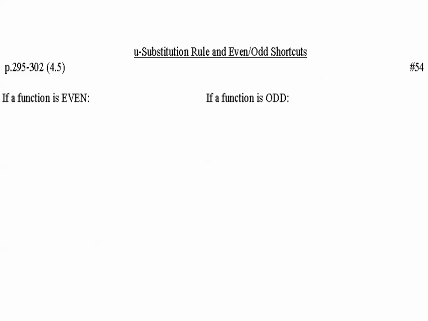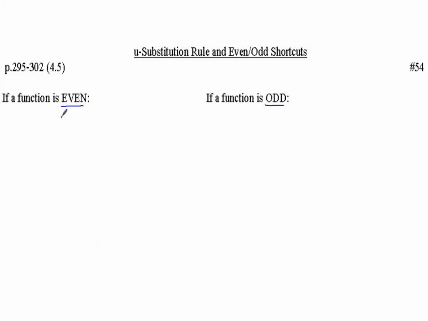In 4.5, our objective is to integrate composite functions using the substitution method. Now that can be kind of tricky, and therefore it would be nice to have some ways to make our work not as complicated. So we look for shortcuts. A couple of the shortcuts that I want to remind you about before we start the tricky stuff is when a function is even versus when a function is odd, and the kind of shortcuts that we have there.